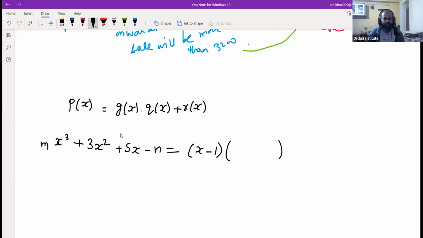When you divide this cubic one by a linear one, you will get a quadratic. We don't know what that quadratic is, so let us suppose x square plus px plus c. What is the remainder? When divided by x plus 1, the remainder is 2. X plus 1 or x minus 1?